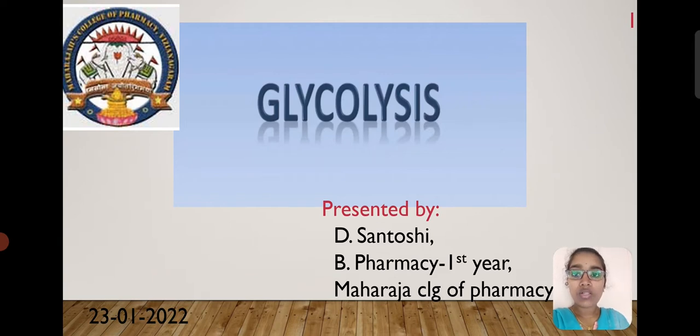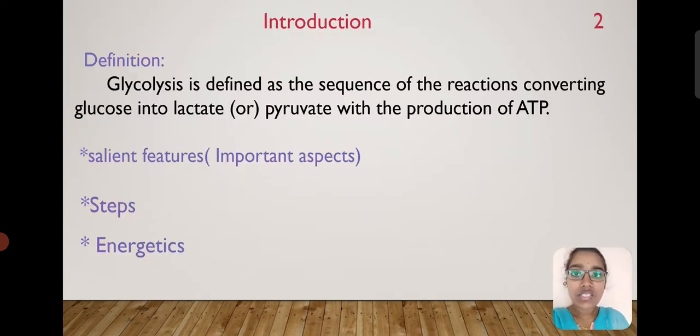A short topic, glycolysis. Glycolysis is the sequence of reactions converting glucose into lactate or pyruvate with the production of ATP, and it is also called the Embden-Meyerhof pathway.